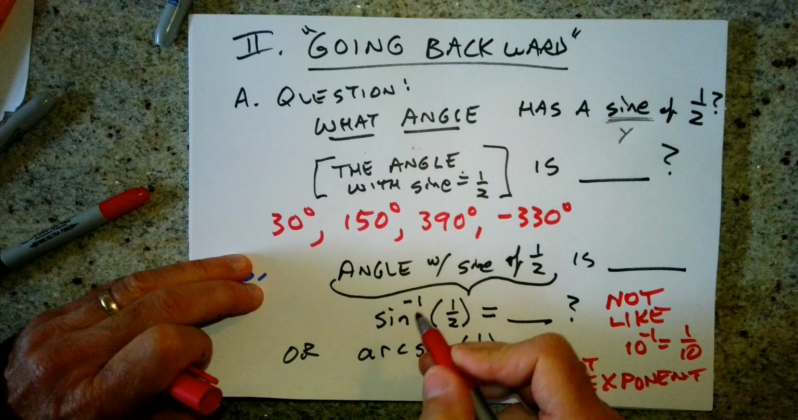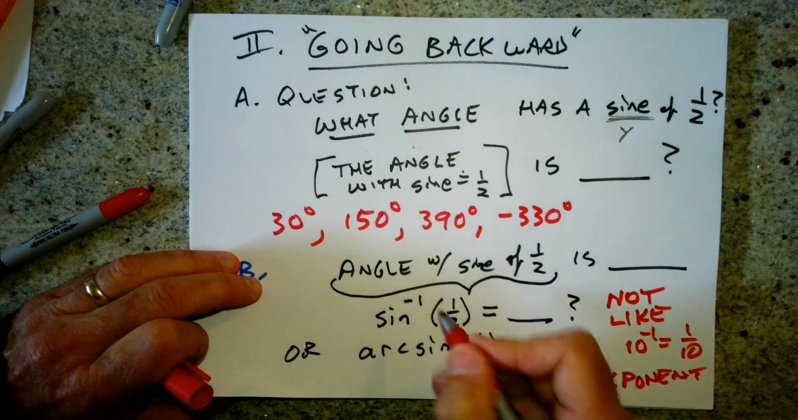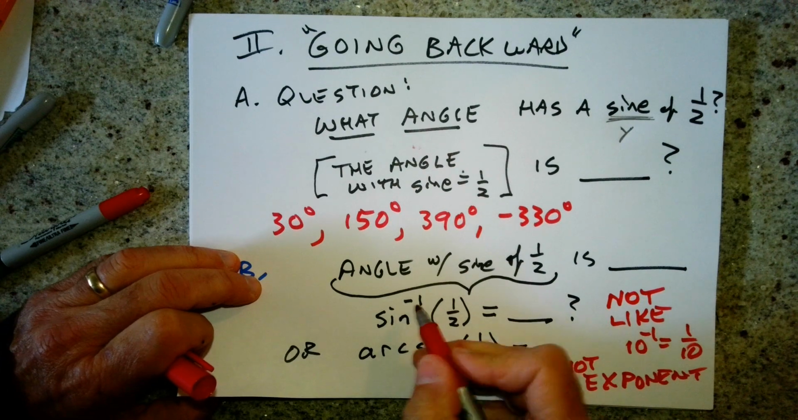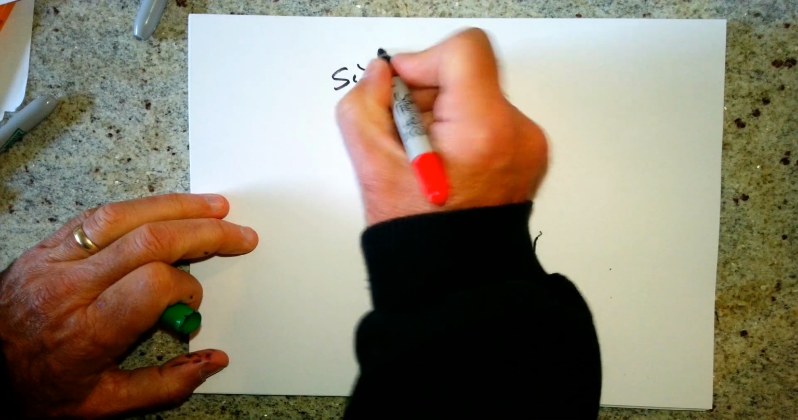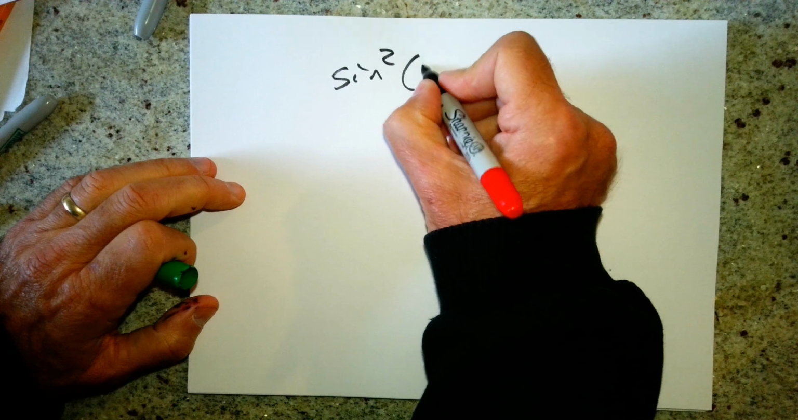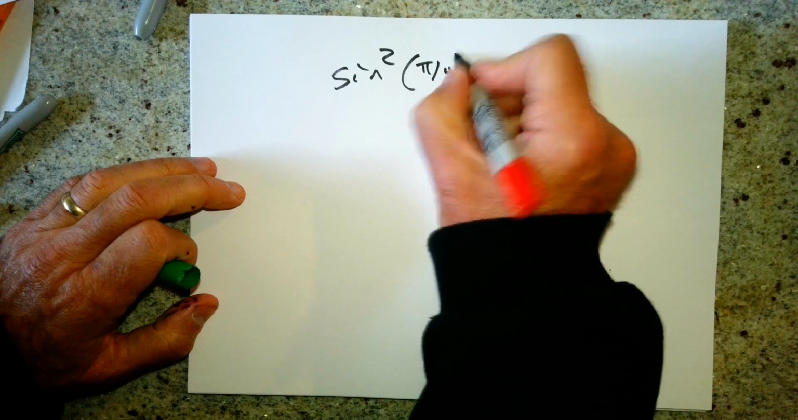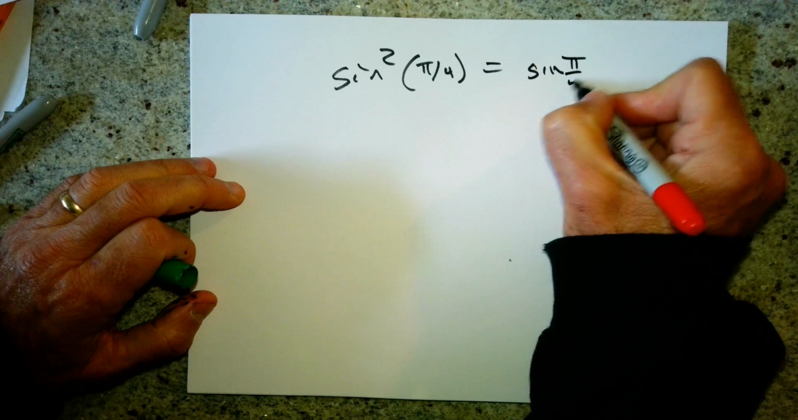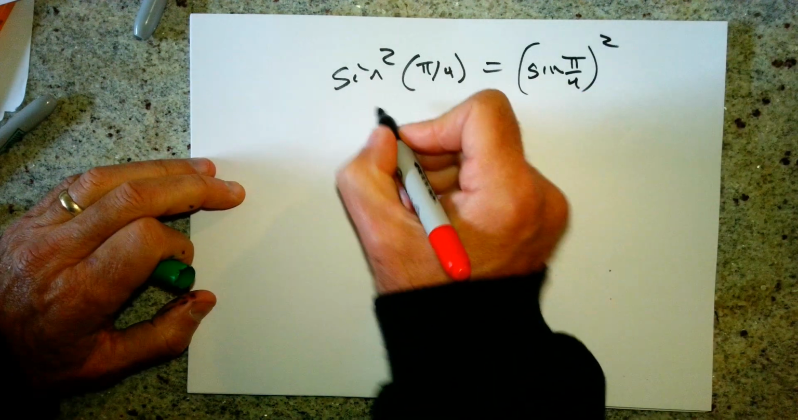It comes from the general notation for inverse functions. But it's a very misleading notation for students because it looks so much like an exponent of -1. And what makes this even worse is if someone writes sine squared of pi over 4, that really is an exponent. Sine of pi over 4 squared. That's what it means. Same for any other exponent.